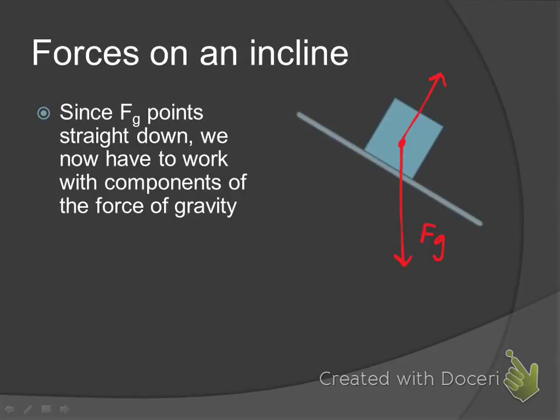We're going to work with the components of the force due to gravity. Since our axes run like this, we now have a force that's at an angle. Would you agree with that? Since our axes look like that, our gravitational force is at an angle. So now we're going to break that gravitational force into its x and y components. Those white dotted lines are its components. So now this would be its y component and its x component.